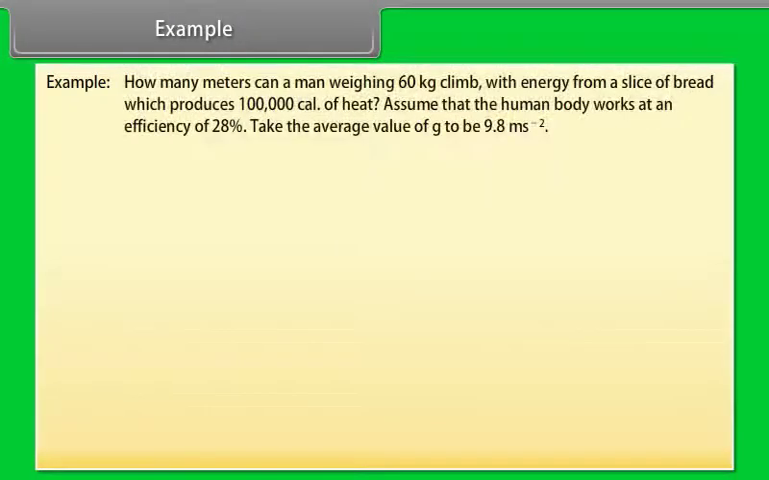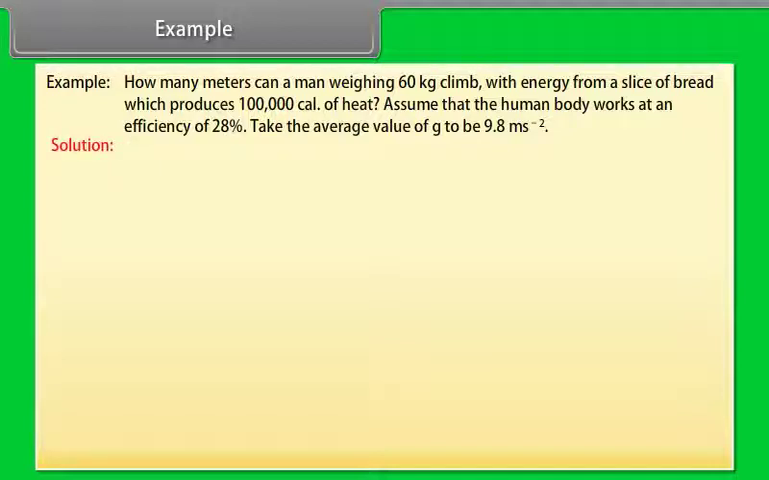Example. Let's take an example. How many meters can a man climb with energy from a slice of bread which produces 100,000 calories of heat? The man has a weight of 60 kg. Assume that the human body works at an efficiency of 28%. Take the average value of g to be 9.8 meter per second square.